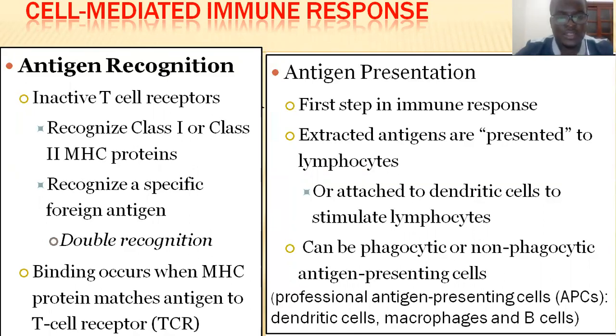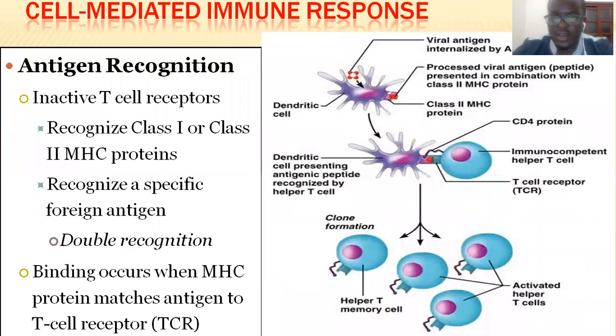So binding occurs when the major histocompatibility complex protein attaches or matches the antigen to the T cell receptor. So they are specific to that antigen. Then they'll be able to be activated. Once there's presentation, you can see the CD4 is also taking part, and also the CD8 when you're talking of cytotoxic T cells. There will be activation of the T helper cells, which will result in clone formation or proliferation of these T helper cells. Some of them will differentiate into memory T cells.